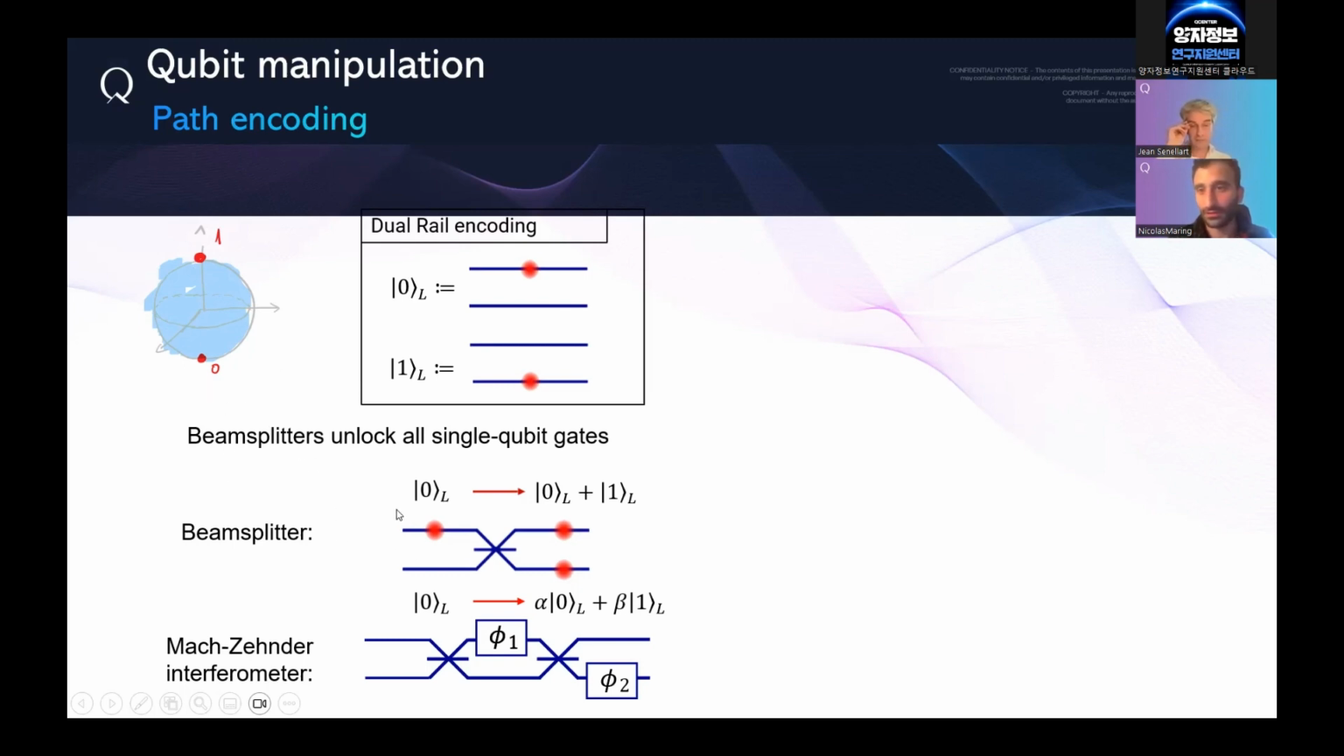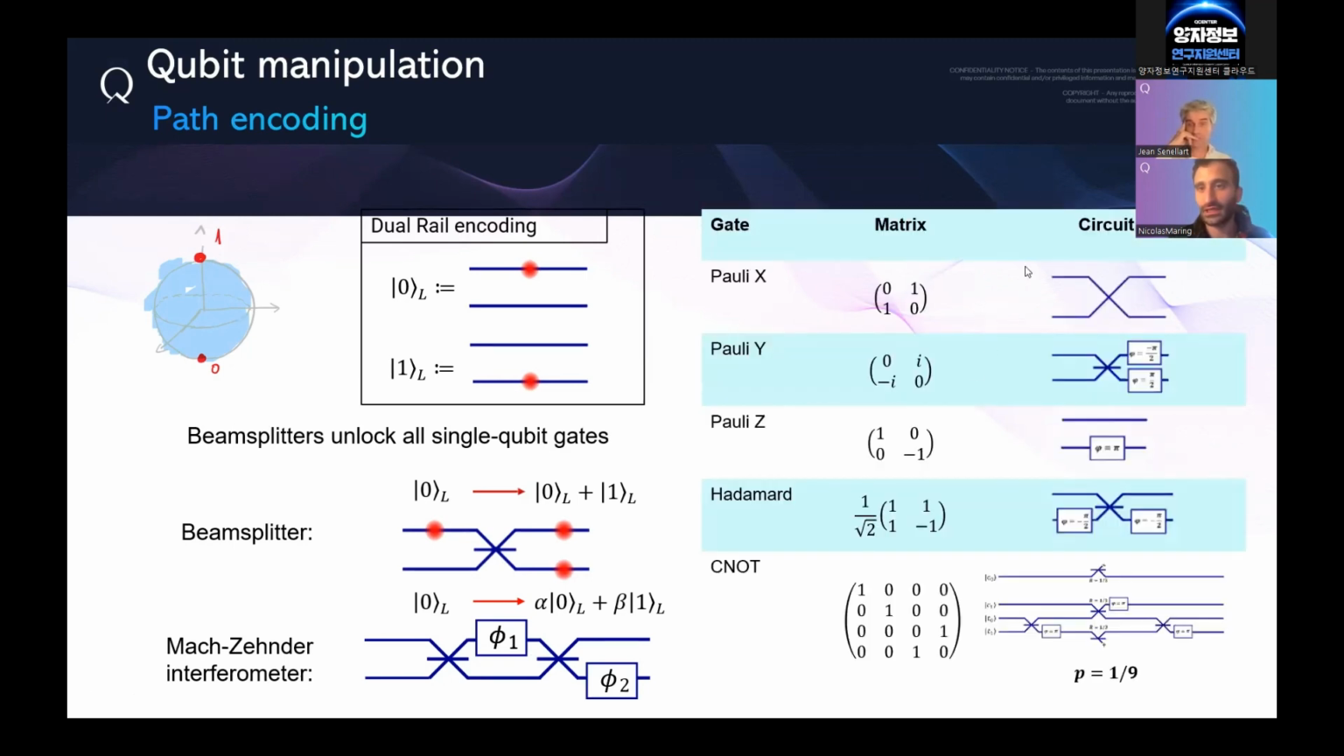a beam splitter, superposition of the beam in the top and bottom path. And using a Mach-Zehnder interferometer and some phase shifter. So a very simple interferometer. Here you can really position yourself anywhere on the Bloch sphere. And so any quantum gates can be translated into an actual optical circuit. And I think this is what Arnaud was showing before.